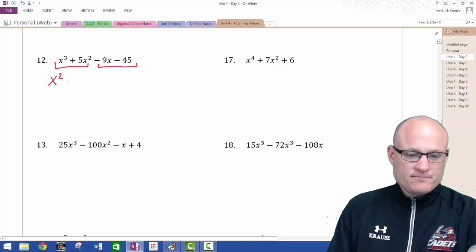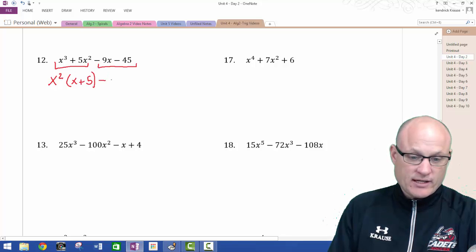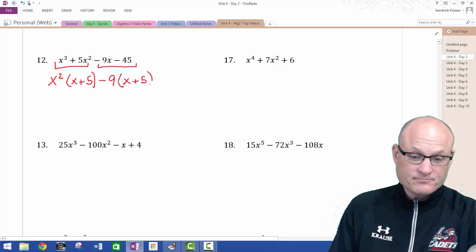We're going to take out an x squared, and we're left with x plus 5. Minus, and out of these two I can take out a 9. I'm really taking out a negative 9, so we're going to get x plus 5 here.